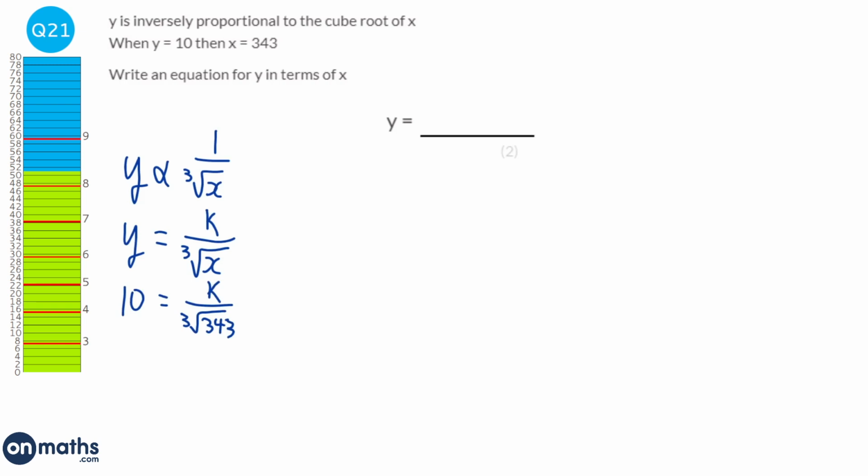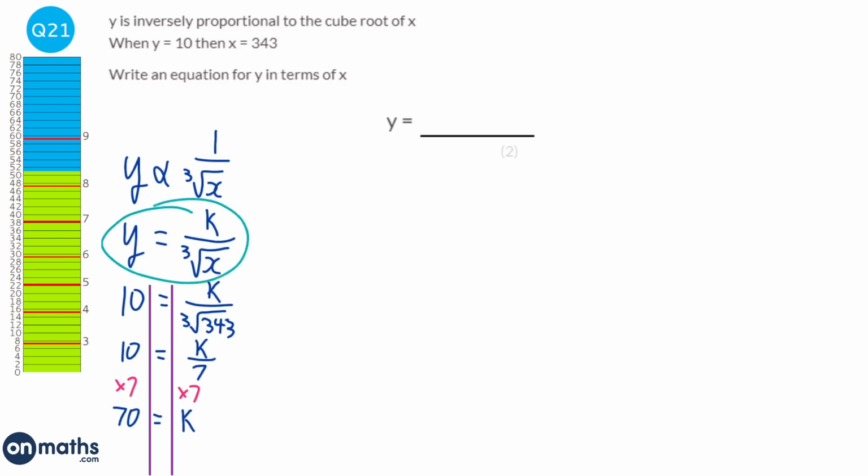Okay, next thing we're going to do is we're going to solve that. So put our lines in. Now the cube root of 343 is 7. So it's a lot easier, and we're just going to times both sides by 7. So k equals 70. And we're just going to rewrite this, but instead of k, we're just going to write 70. So y equals 70 over the cube root of x.